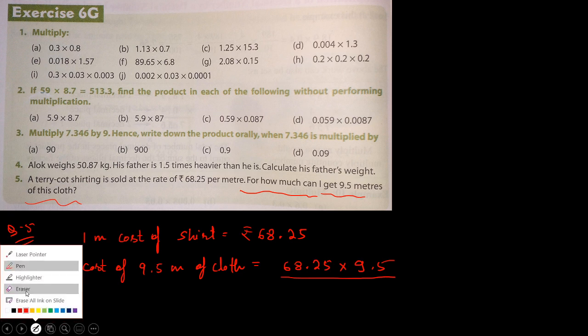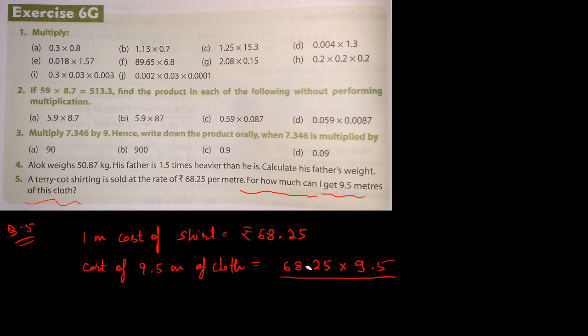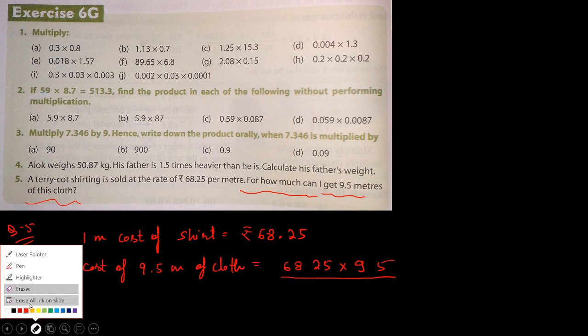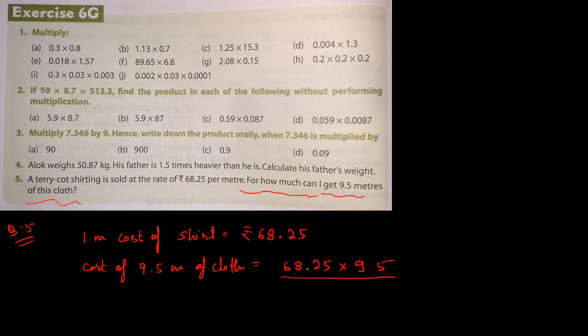And how are you going to do this? I have told you the method. Just forget about the decimal and multiply as you used to do. And when you find the answer, you have to see here the decimal is after 2 digits, here the decimal is after 1 digit. So 2 plus 1 is 3. So you will put decimal in your answer after 3 digits. This is very simple.